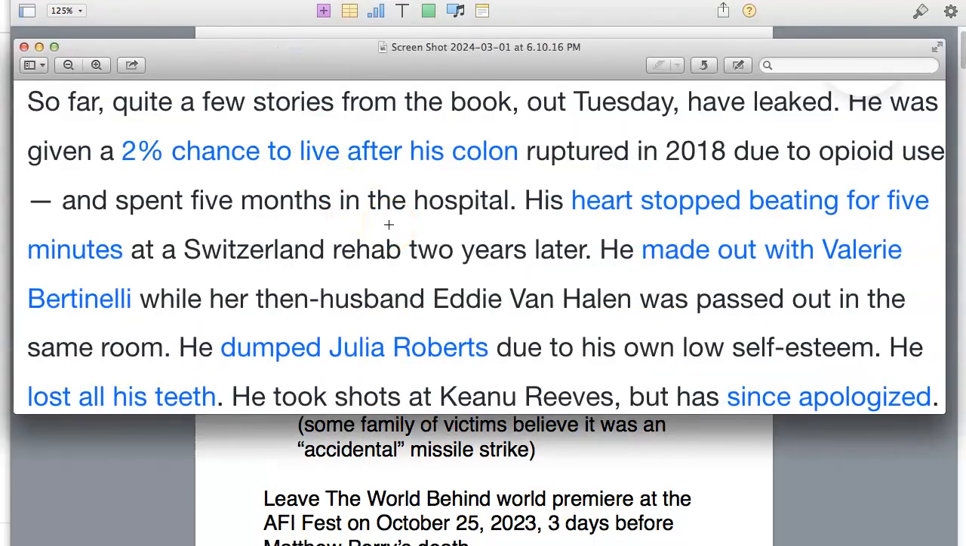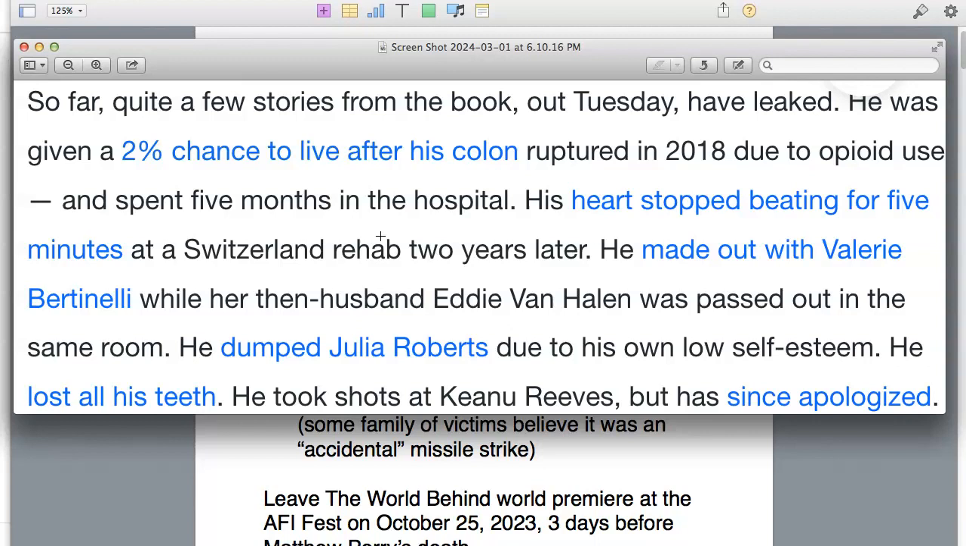This is a report going over his memoir where Matthew Perry went into a lot of his health problems. He was given a 2% chance to live after his colon ruptured in 2018 due to opioid abuse and spent 5 months in the hospital. His heart stopped beating for 5 minutes at a Switzerland rehab 2 years later. He lost all of his teeth. They say at one point, during the height of his fame when he was on Friends, he was taking up to 55 Vicodin per day.